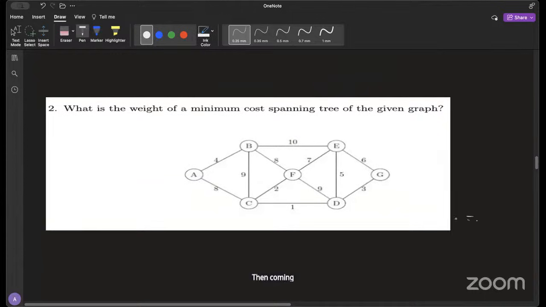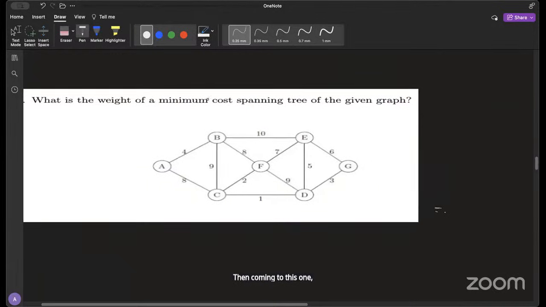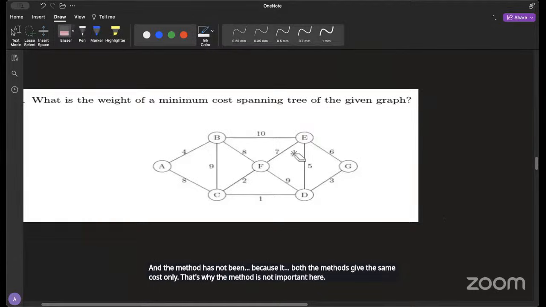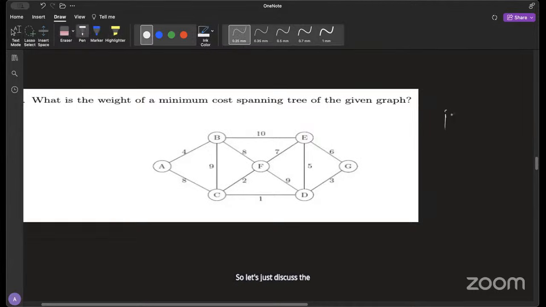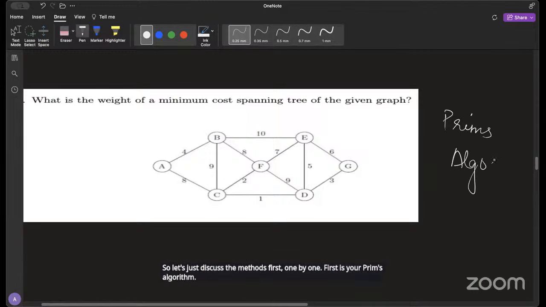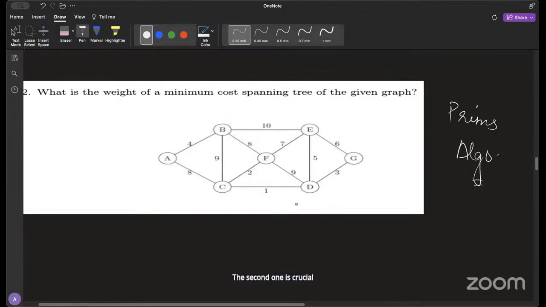Then coming to this one, this question is based on minimum cost spanning tree. The method is not important here, because both the methods give the same cost. So let's discuss the methods one by one. First is Prim's algorithm. The second one is Kruskal. Let's start with Prim's algorithm first.